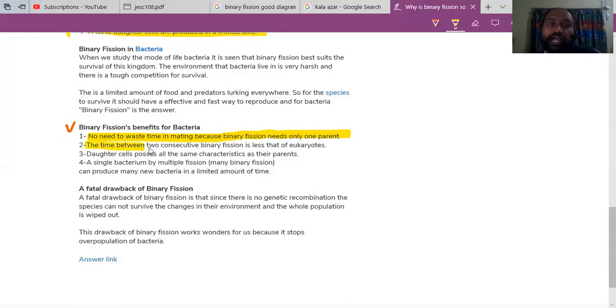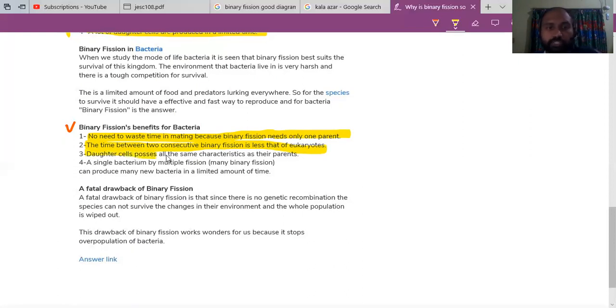The time between two consecutive binary fissions is less than the time between two consecutive divisions in eukaryotic cells. See, mitotic division happening in our body is comparable with binary fission, but mitotic division is much more time consuming than binary fission. So binary fission is much more efficient in time saving compared to our eukaryotic cells.